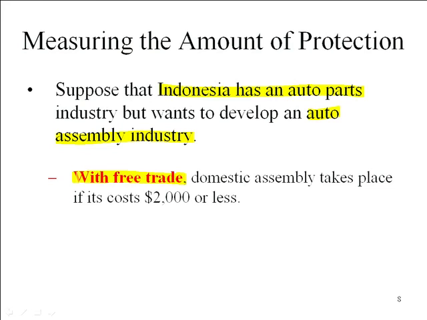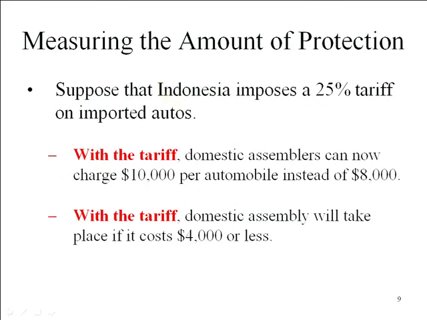Now, in order to get the industry started, let's suppose that Indonesia imposes a 25% tariff on imported cars. Okay? So now, with a tariff, domestic assemblers can charge up to $10,000 for their car in Indonesia, only in Indonesia, not on the world market. Okay? So now, we have an $8,000 car, 25% tariff, that's $2,000 per car, so the price of a car essentially goes to $10,000 inside Indonesia. So now notice that with this tariff, we can assemble this car as long as we can do it for under $4,000, not the $2,000 that it required with free trade.